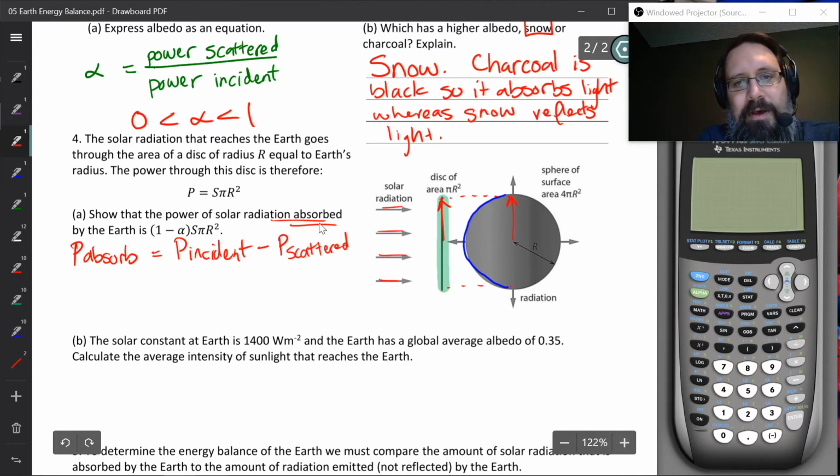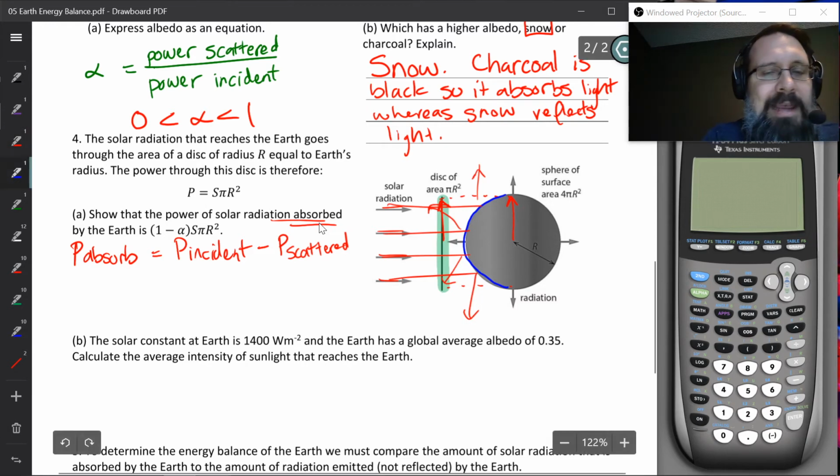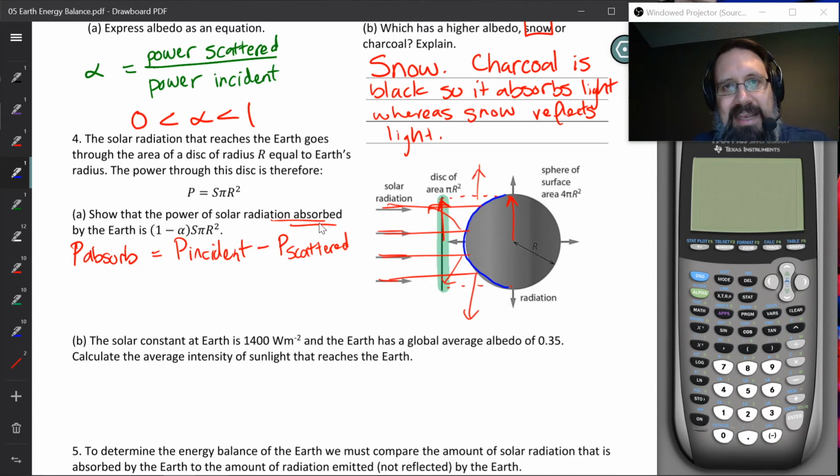Not all this power is actually going to get absorbed into the Earth, because some of it will get reflected back. Like if it hits water, the light's going to bounce off the water. Or if it hits ice, it's going to bounce off the ice. But what if it hits dark soil? Well, then it'll get absorbed. So not all of the light is going to get absorbed by the Earth. So we want to figure out the power of light being absorbed by the Earth, and that's the energy that stays on the Earth. The rest of it gets reflected back into space.